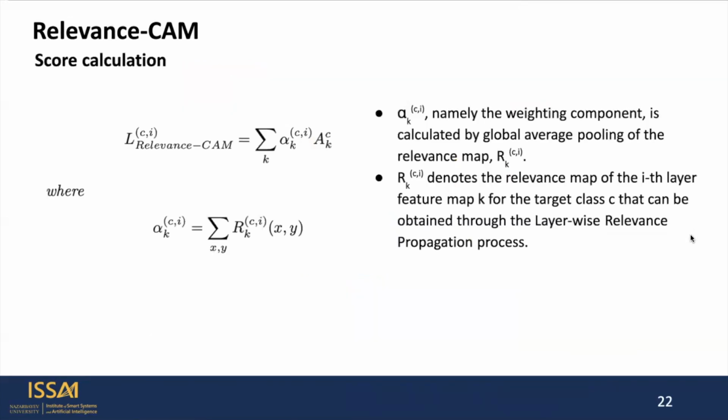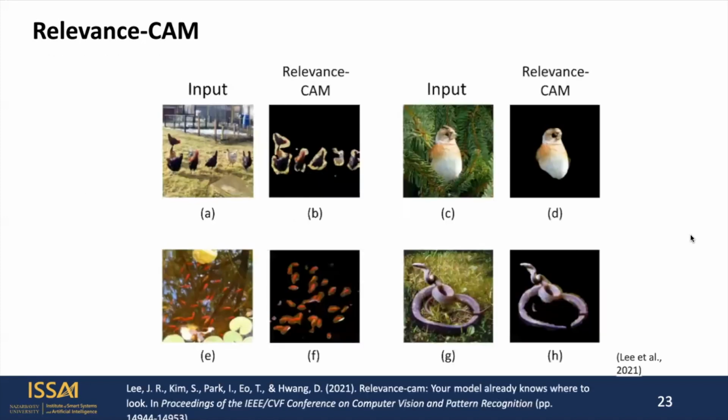Let us also have a look at how the score is calculated to obtain the highest saliency regions. So here comes the formula where alpha k is a weighting component calculated by global average pooling of the relevance map. The relevance map is denoted R subscript k, and it denotes the relevance map of the i-th layer feature map k for the target class C that can be obtained through the layer-wise relevance propagation.